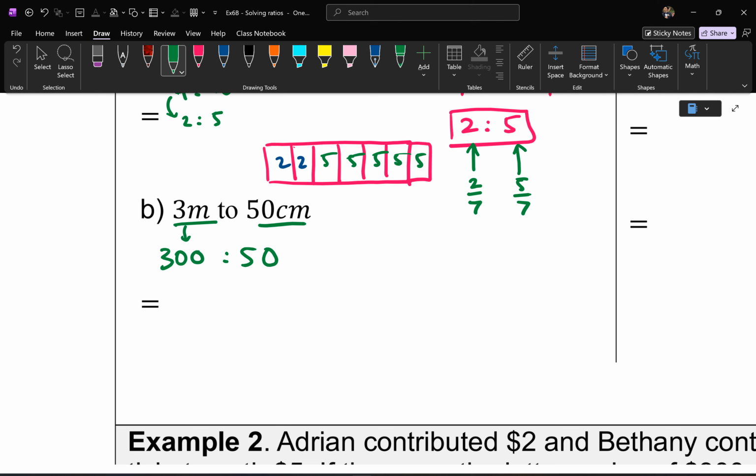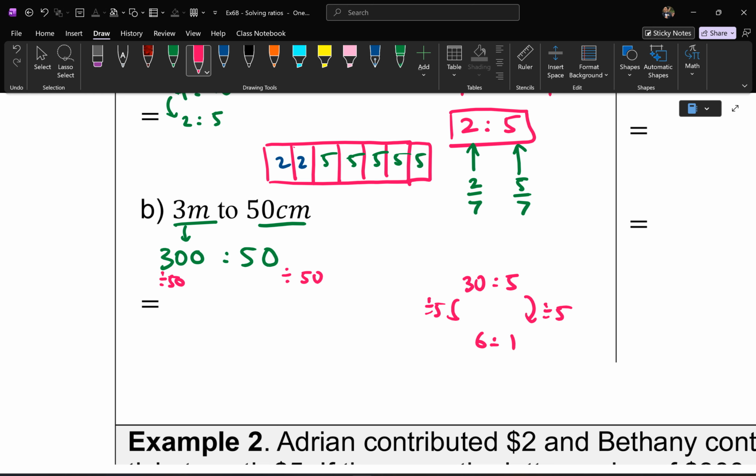Will? 6 to 1. What is the common factor though? 50. Very good. So again, it's whether you can find the highest common factor. Highest common factor in this case is 50. But if you didn't know, you could have tried 10. You could have done divide by 10 and you would have got 30 to 5 and then divide it by 5. And you would have got 6 to 1 like Will.